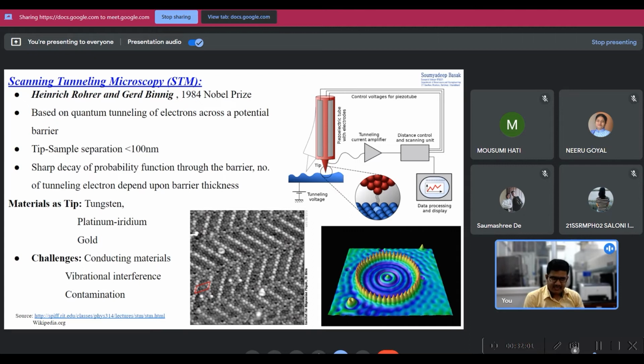And the next technique is scanning tunneling microscopy. We have studied it briefly in the lecture, so I just want to add some details. This STM technique was given the Nobel Prize in 1984, and it was developed by Rohrer and Binnig. They came up with an idea that there is a quantum mechanical phenomenon called the tunneling of electrons that happens when there are two conducting materials very close together.